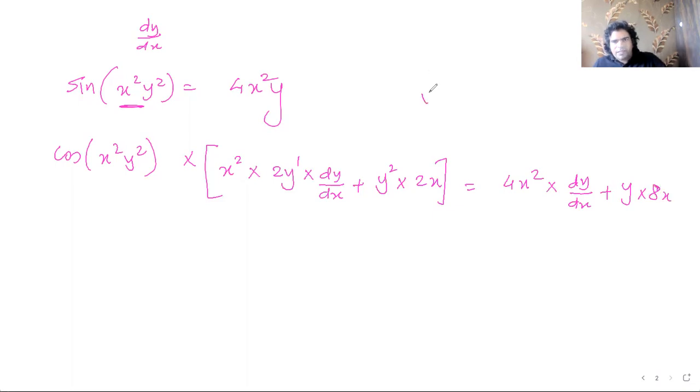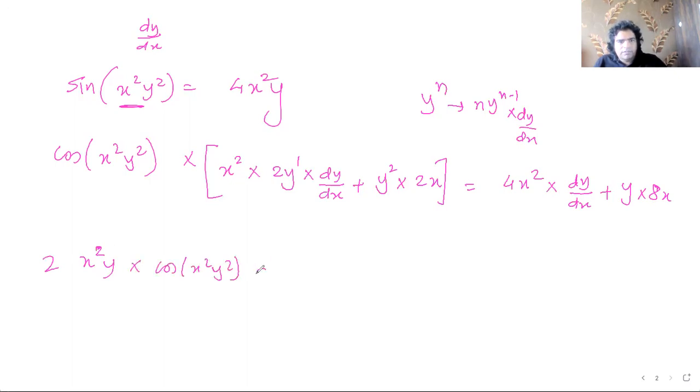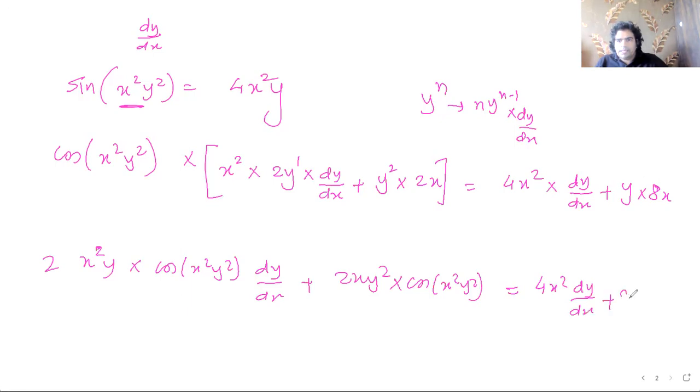So once again reminding, if you have y to the power n, its derivative will be ny to the power n minus 1 times dy by dx. So that's the formula I'm using when I'm differentiating y raised to n with respect to x. So if you open out the bracket, what you get is 2x squared y times cos of x squared y squared dy by dx plus 2xy squared times cos of x squared y squared equals to 4x squared dy by dx plus 8xy.